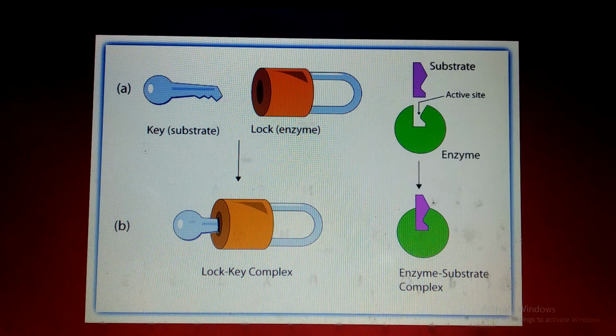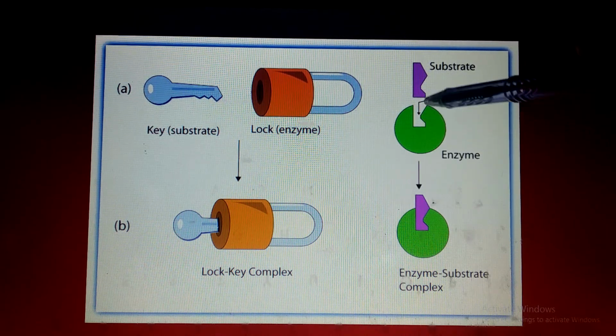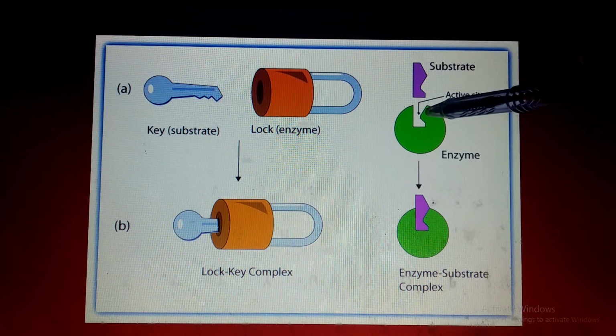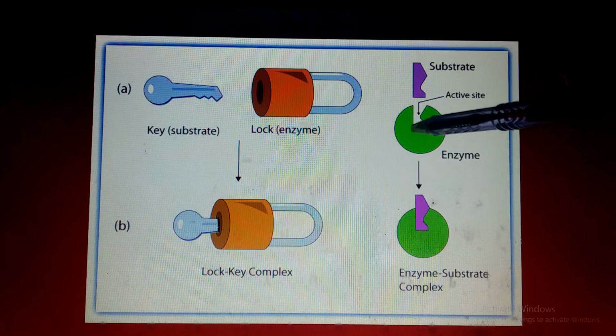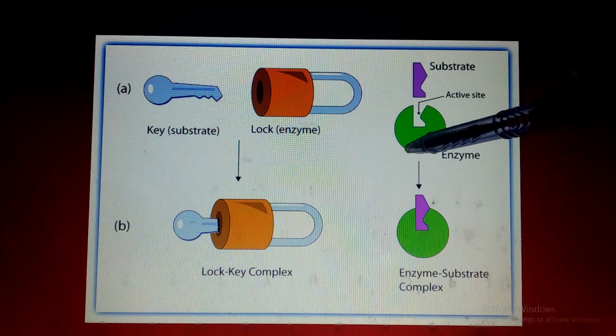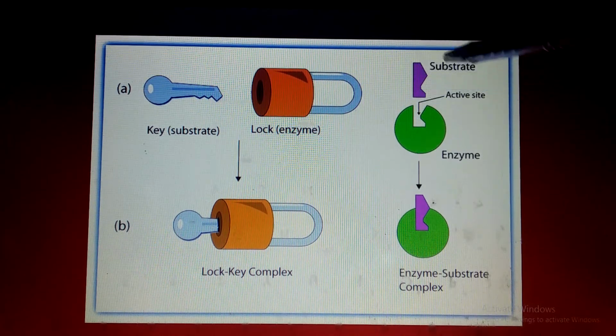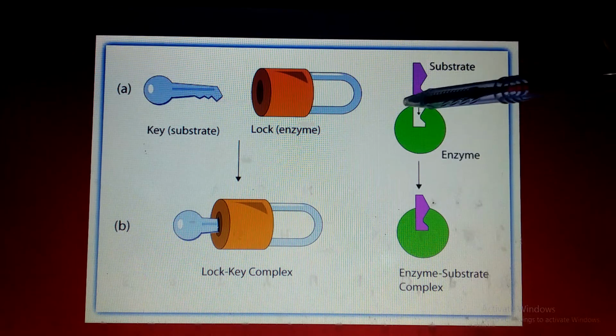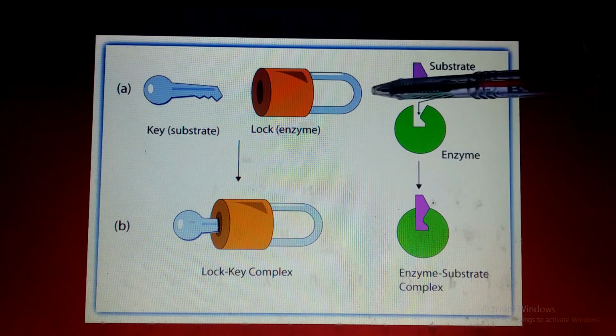But according to the induced fit model, this active site is flexible and undergoes change during the chemical reaction. And as we are familiar, covalent catalysis occurs between the substrate and the enzyme. So why is it called the lock and key model? The substrate fits into the enzyme active site like the key fits into the lock.